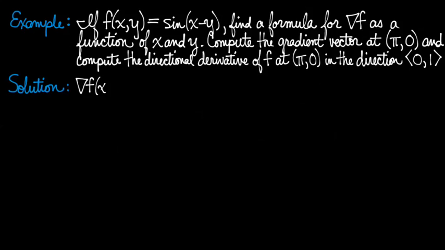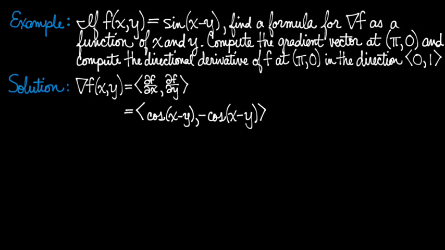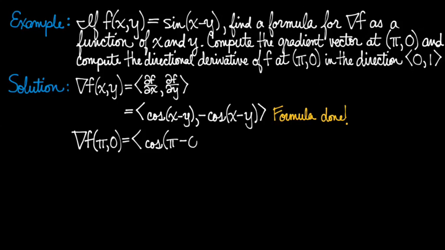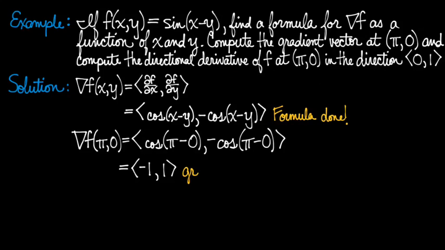Here we go. I know that the expression for del f is a vector, and the two components are just the partial derivatives. I can use the chain rule to get those partial derivatives, and I plug them into the formula. Done. If I want the gradient vector at a single point, it's as simple as plugging in the x and y values that I am given and simplifying. I get the vector -1, 1. Done.